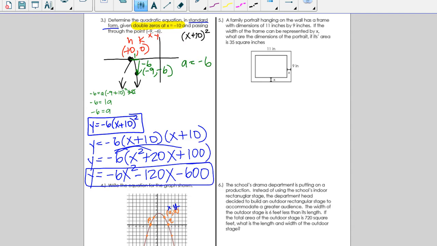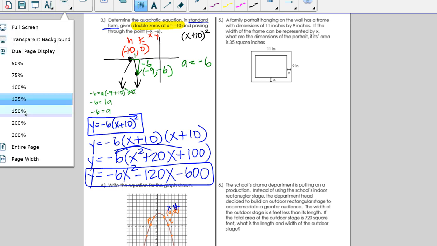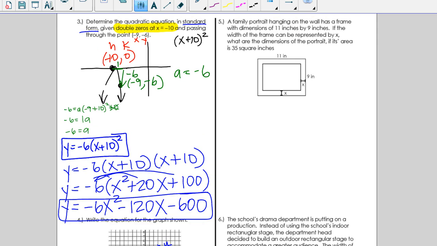We have a family portrait that's hanging on the wall that has a frame with dimensions of 11 by 9. Okay, let's make it a little bigger. There we go. If the width of the frame can be represented by X, what are the dimensions of the portrait if its area is 35 square inches?